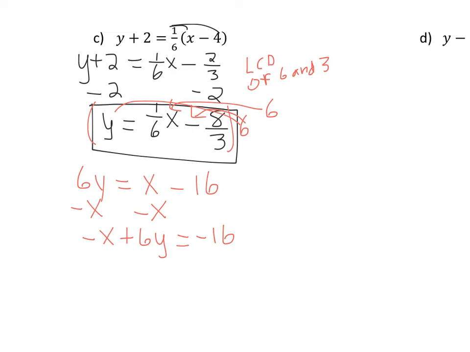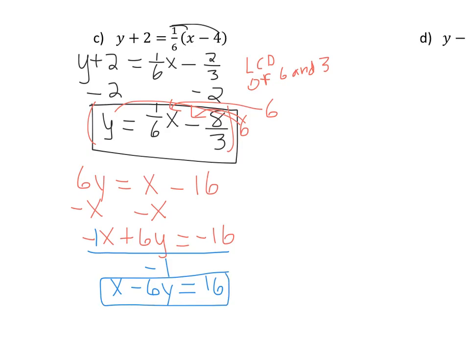However, my a term, which is a -1, it's negative. I need it to be positive. That is the third requirement for standard form. So to make this positive, I'm actually going to divide the entire equation by -1. What happens is every sign flips. So the -1x becomes a positive 1x, plus 6y becomes -6y equals, and -16 becomes positive 16. And that is standard form. Go ahead and finish the rest of the problems.